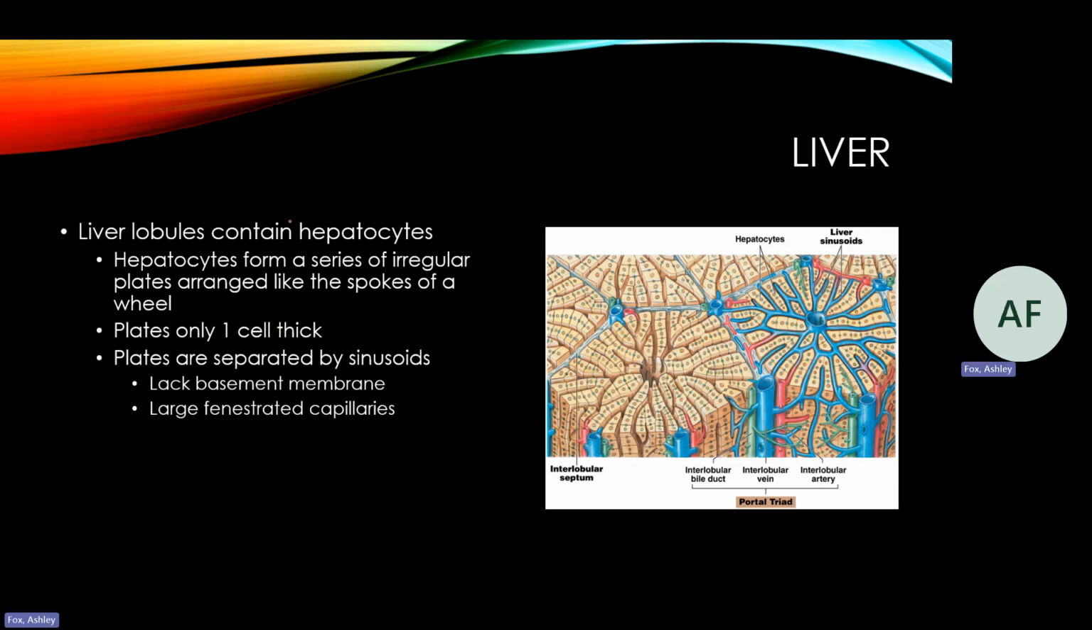The liver is broken down into lobes and then further broken down into lobules, and they contain hepatocytes. Remember, when we talk about anything hepatic, that means liver. So hepatocytes are liver cells. They arrange in kind of triangular or hexagon shapes. It's irregular, and can be like spokes on a wheel. Usually these plates are only one cell thick and they're separated by what we call sinusoids. Remember, those are capillaries that have large holes. Remember, fenestrated means holes. So these are capillaries with large holes.